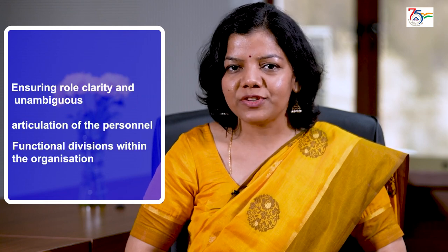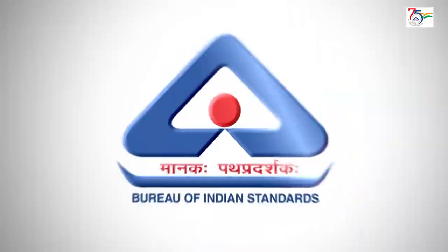Next important feature, ensuring role clarity and unambiguous articulation of the personnel and functional divisions within the organization. The top management needs to appoint a food safety team and a team leader. The food safety team shall be multidisciplinary with representation from various functional divisions within the organization. So what is this expected to do?